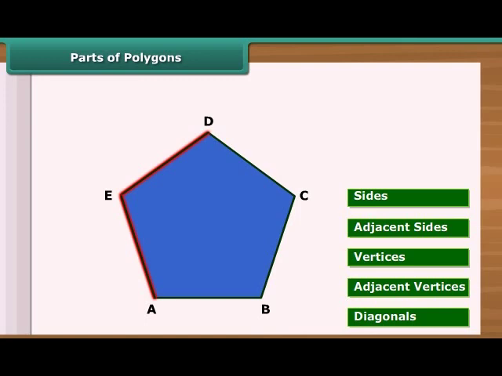The meeting point of a pair of sides is called a vertex. Here, A, B, C, D, and E are the vertices of the given polygon. The endpoints of the same side of a polygon are called adjacent vertices. For example, A and B, B and C, C and D, D and E, E and A are adjacent vertices.